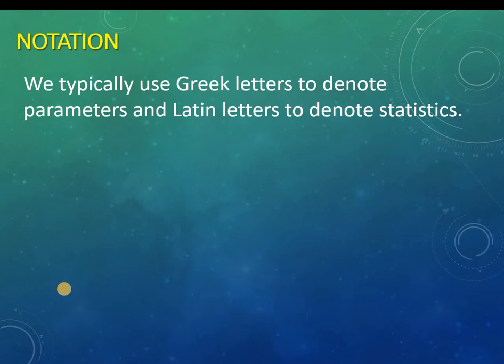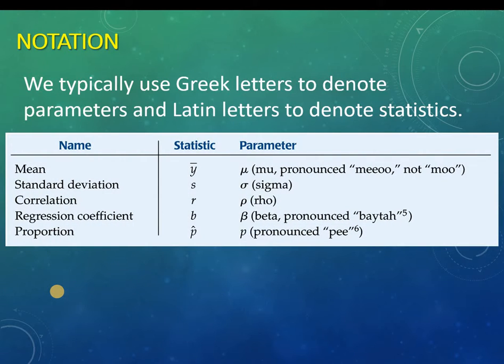So we use Greek letters to denote parameters, and we use their Latin equivalent, basically your alphabet, when we're talking about statistics. So here's our table. You do not need to write out how to pronounce these things, but please pay close attention to what is in which box, and what order it goes.